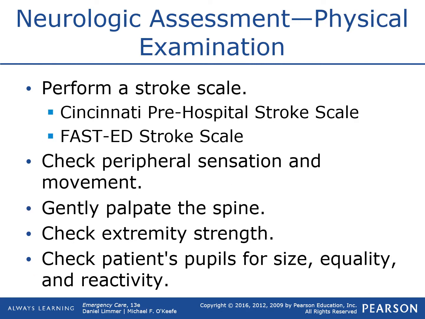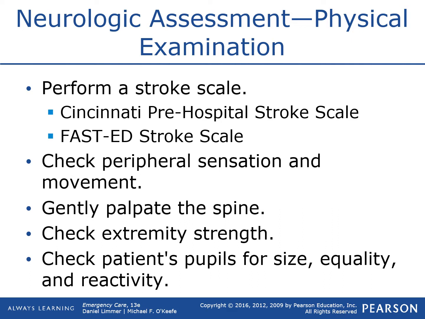If you have an indication that they have anything wrong with their neurologic assessment, you want to perform a stroke scale. The 2 different types of stroke scales that we have are called the Cincinnati Pre-Hospital Stroke Scale and the FAST-ED Stroke Scale. We'll talk about that a lot more in neurologic emergencies, including how to actually perform those stroke scales. We need to find out, are they having a stroke? These scales will help us determine if the likelihood is high or low that they're having a stroke.